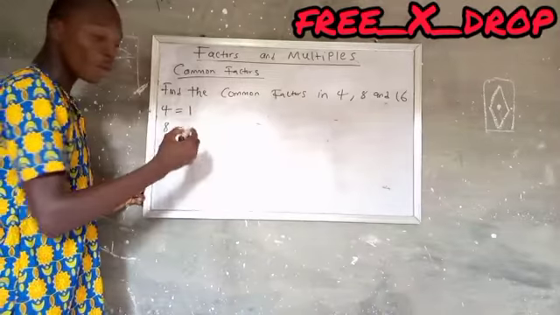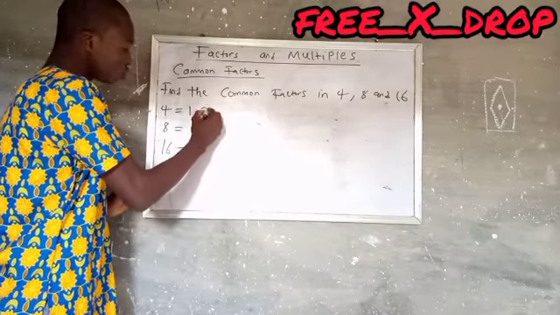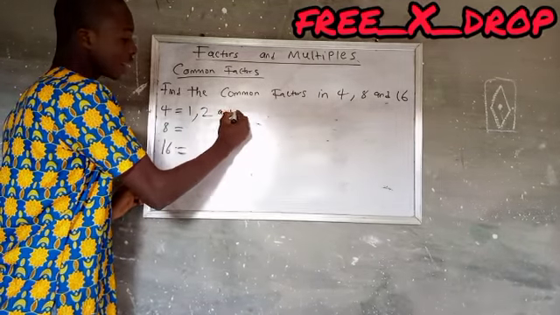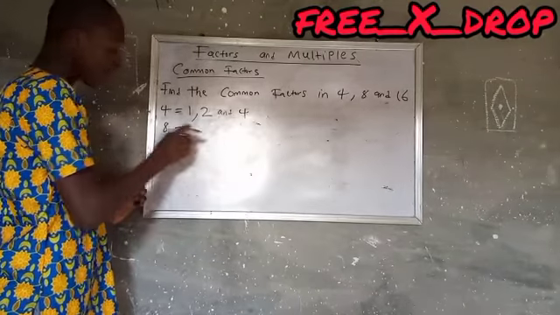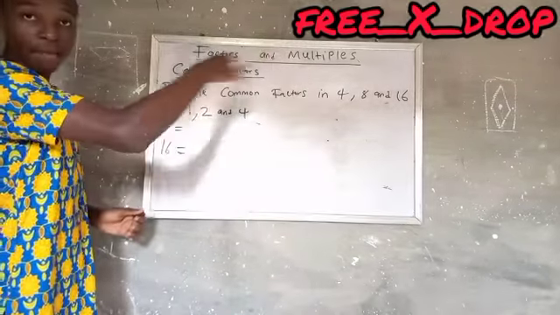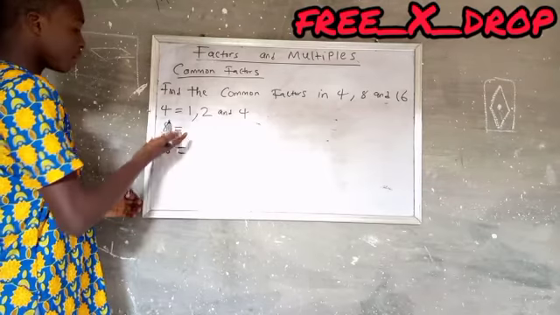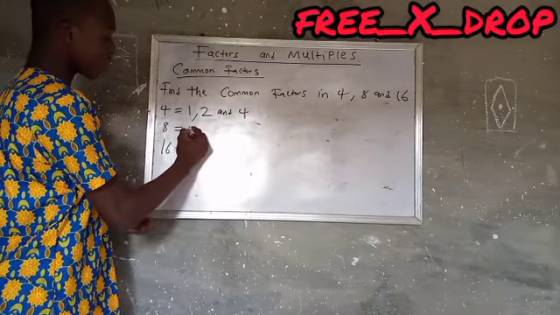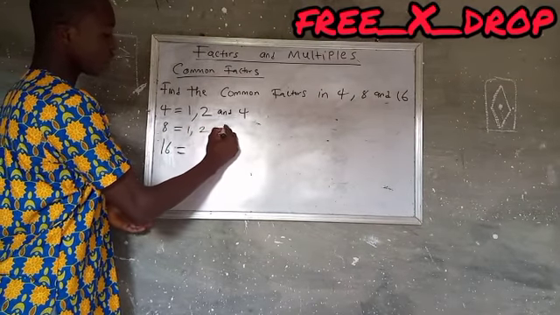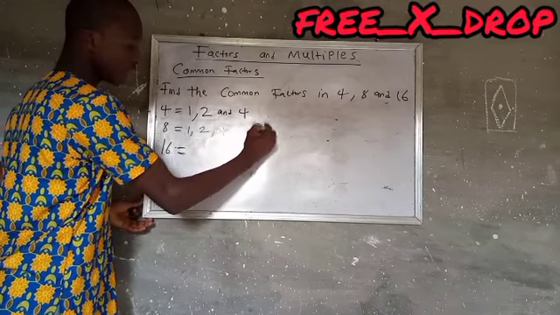I told you the first number will be 1. What else can divide 4? 2. What else can divide 4? And 4. 4 is the last number because you are solving with 4. So leave 5 and the rest alone. Now, you solve for 8. You have 1, you have 2, you have 4, and you have 8.